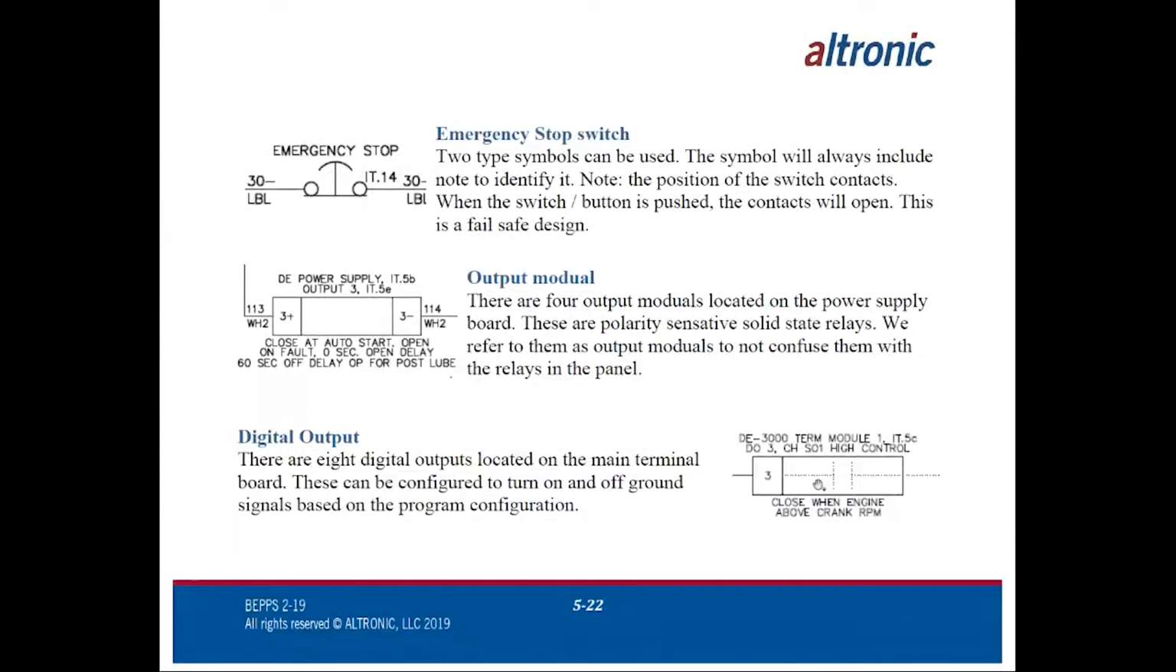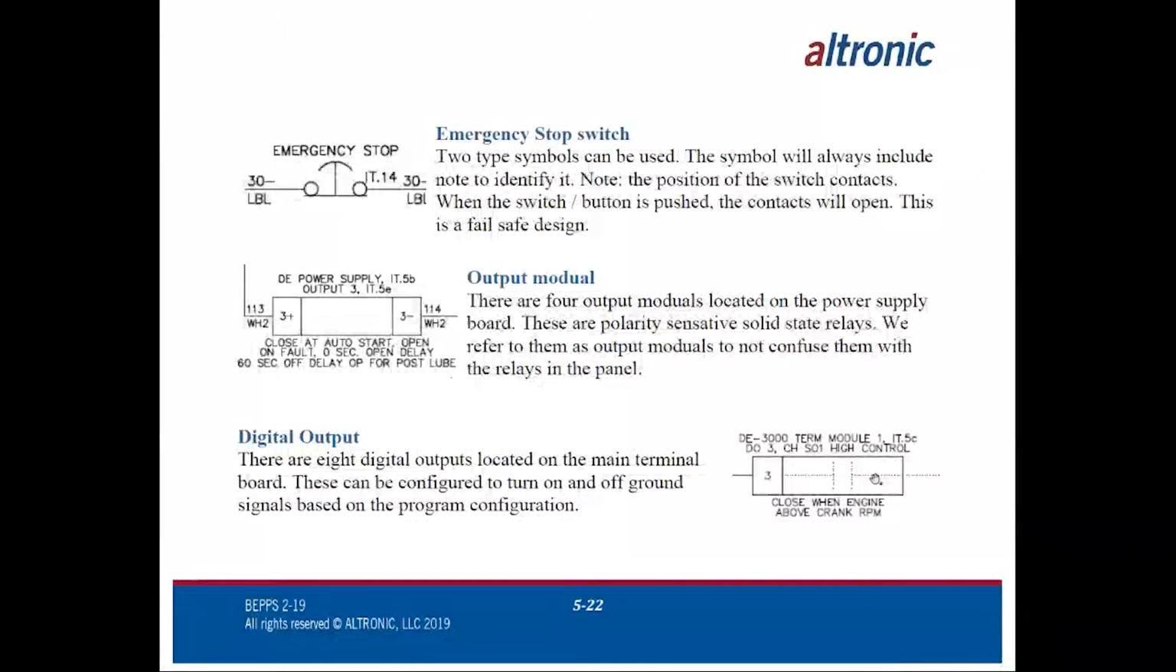Now you can see the same thing kind of down on the next section, but this is a digital output. At a glance, it looks exactly like this output module here. There's 8 of them on a DE3000 terminal board, but it's slightly different. Notice the 3 plus and the 3 negative here. This one just has a 3, nothing here. We can see the internal contact here, which is good.